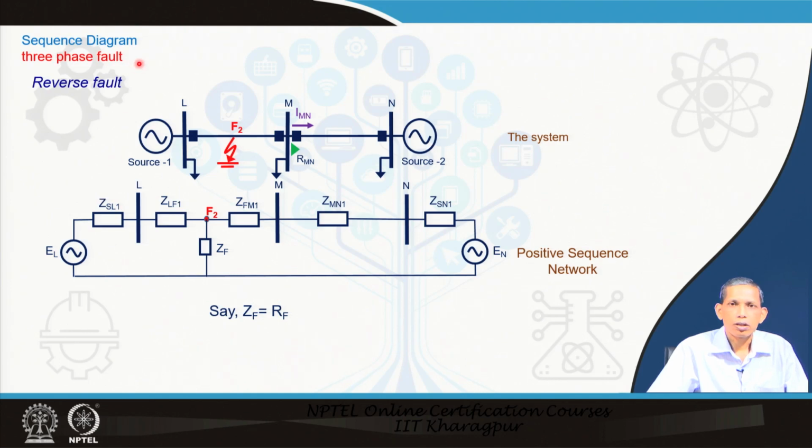Now, consider that the fault is a 3-phase fault, the reverse fault for the relay R_MN, then we say that it has only positive sequence component and is associated with a fault resistance of R_f. So, we put Z_f in generic. Z_f equals R_f here, with the corresponding sequence network for fault F2 reverse fault for 3 phase, the corresponding network becomes like this.